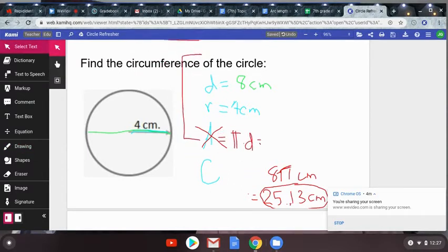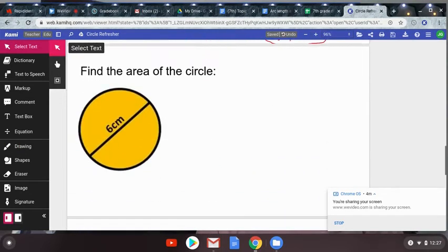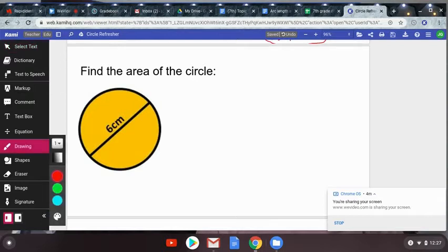Let's go ahead and try another problem. This time it wants the area. So I'm still going to use that CARD strategy. I look at the circle and figure out what information they gave me. They gave me the diameter, which is 6 centimeters. The diameter goes all the way across, and the radius just goes half that distance. So if I think about what's half of 6, it would be 3 centimeters.